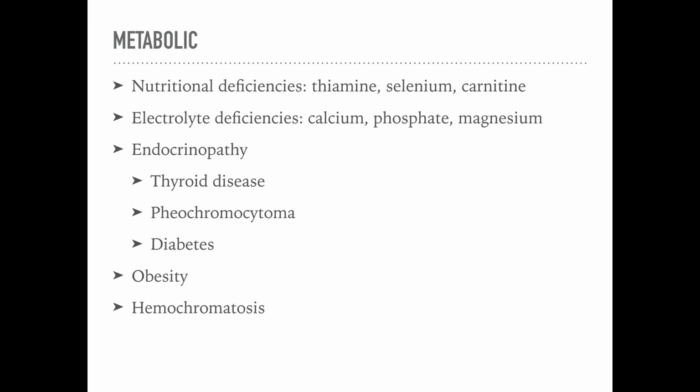Electrolyte abnormalities like calcium, phosphate and magnesium deficiency are also causes. So are endocrine causes like thyroid disease, pheochromocytoma and diabetes mellitus. Note that diabetes causes a cardiomyopathy with a mechanism different than that due to coronary artery disease. Same with obesity. It is also important to note that hemochromatosis can rarely cause a dilated cardiomyopathy. But most commonly it is a restrictive cardiomyopathy.